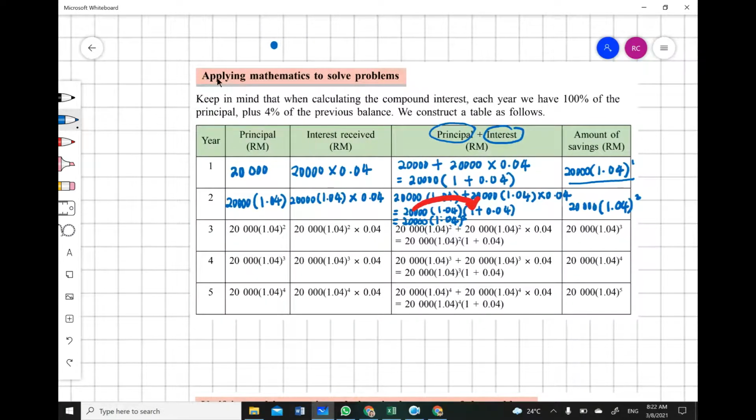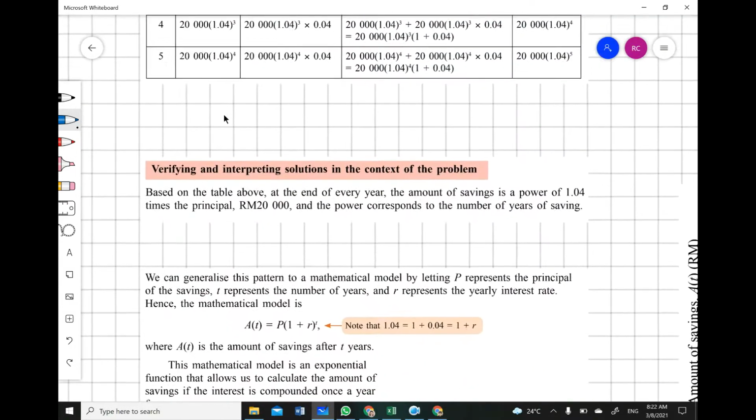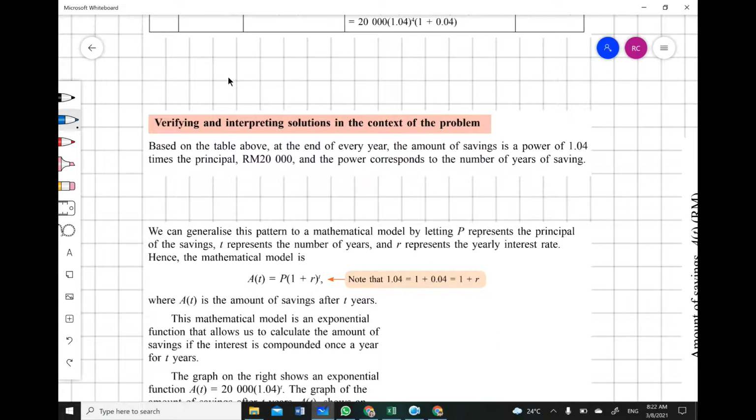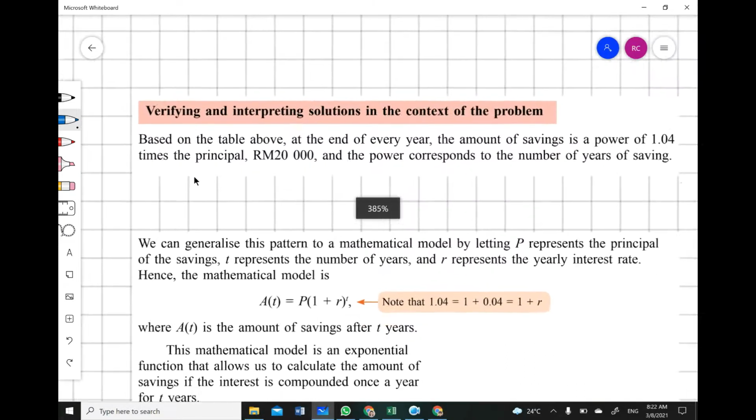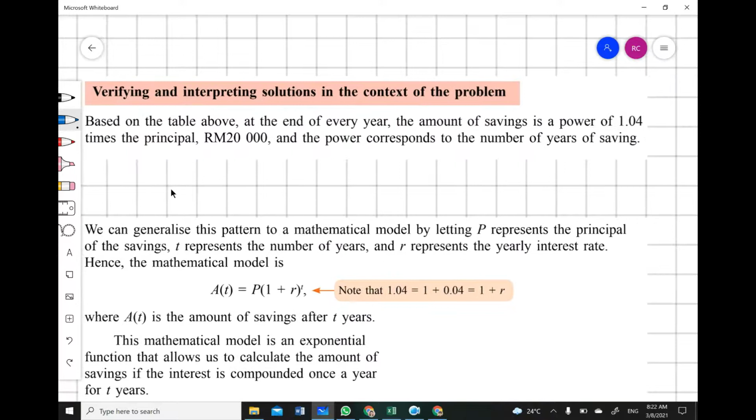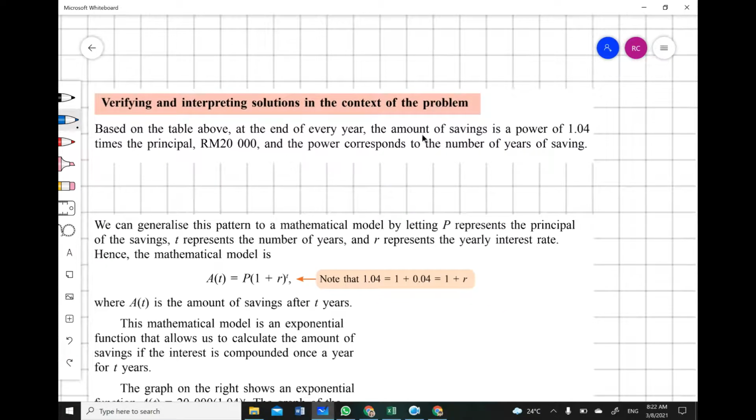I am a vary. So vary is verifying and interpreting solutions in the context of the problem. So based on the table that we have above, at the end of every year, the amount of savings is a power of 1.04 times the principal.